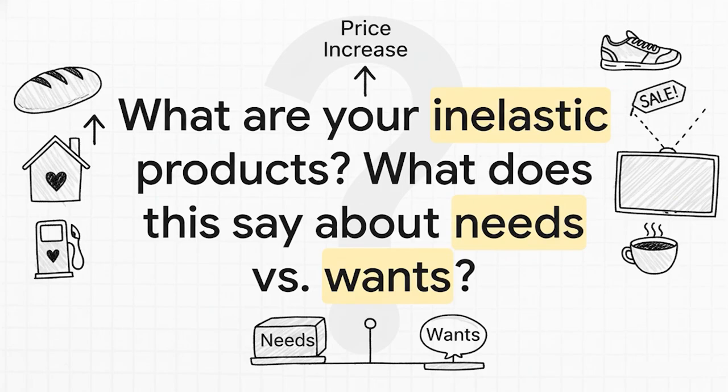So I want to leave you with this question. Take a second and think about your own life. What are the things you'd buy no matter what the price was? Your medicine? Your coffee? Those are your inelastic goods. And what about the things you only ever buy when they're on sale? That's your elastic stuff. The answer tells you a whole lot about the difference between what you truly need and what you just want.